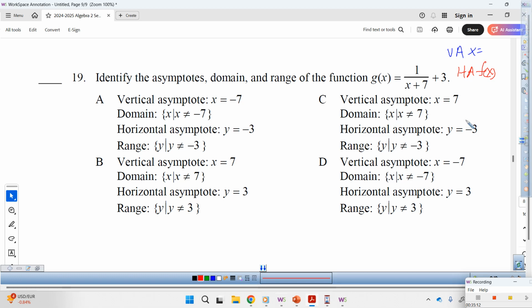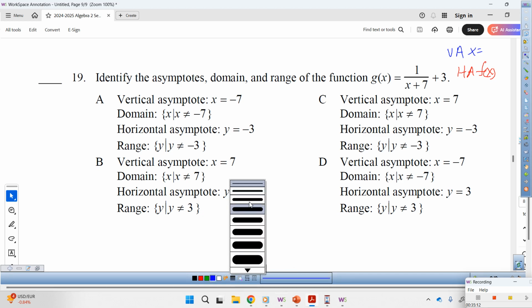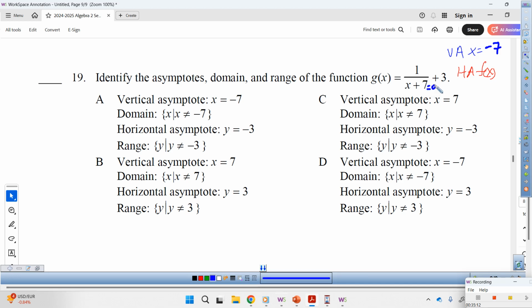What is our VA? All right, what's our VA, Sean? -7. How did you get that? You set up the denominator equal to 0, and you solve. That is correct. So what is our HA, everyone? Our HA is +3.